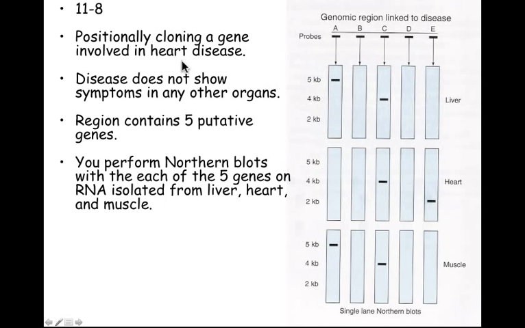So let's say you've done your positional cloning and you've got down to a region that contains 5 what you think are genes. So you perform northern blots on each of the 5 genes, on RNA that's been isolated from liver, heart, and muscle. So basically what we have here are probes, so we've made probes to these 5 genes, A, B, C, D, and E, and we've used them to probe northern blots made from RNA from liver, from heart, and from muscle.